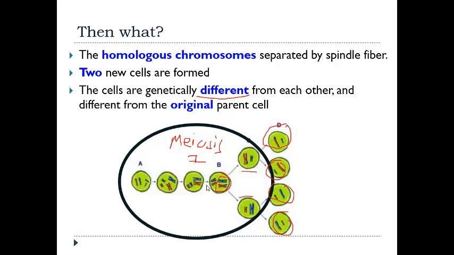And you can see the homologous pairs are separated, but our sister chromatids are still there. So see, there's a sister chromatid, there's a sister chromatid, there's one, and there's one. So the sister chromatids are still together after meiosis 1, which is different from mitosis.